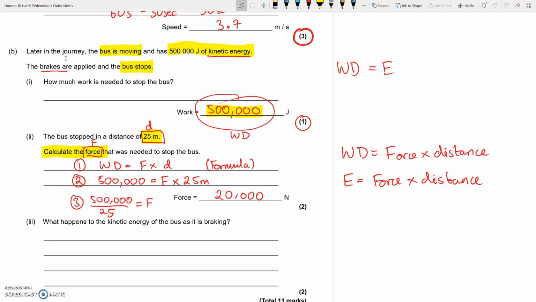And the final part of the question is, what happens to the kinetic energy of the bus as it is braking? Well, you can imagine that when a car moves and it brakes, the kinetic energy is being transferred because it's no longer moving. What does it get transferred into? If you were to touch the brakes after a certain while, from causing it to stop, it will be very hot. So the energy is transferred as heat. Energy transferred as heat to the brakes. And there we have it.